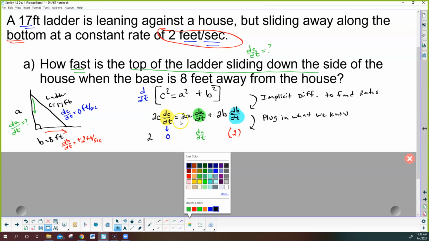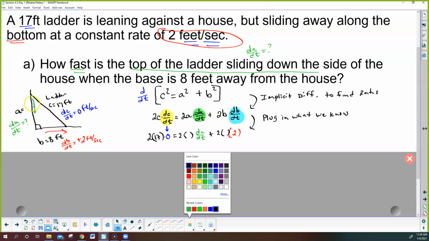All right, now let's plug in the other pieces that we need. So I need to figure out what are the other pieces. So I have 2 times C. Well, what is C? C is the length of the ladder. But since the rate is 0, none of this will matter. A, well, wait a minute. A is the height of the ladder when the bottom is 8 feet away. Well, this is a quick Pythagorean theorem problem. You don't need to show any work for this.